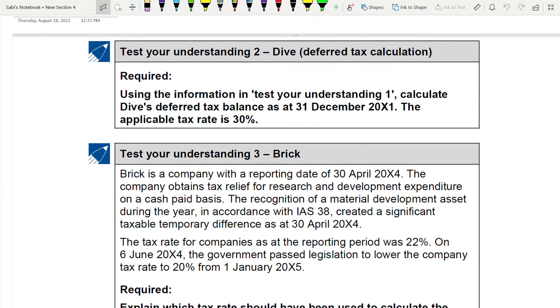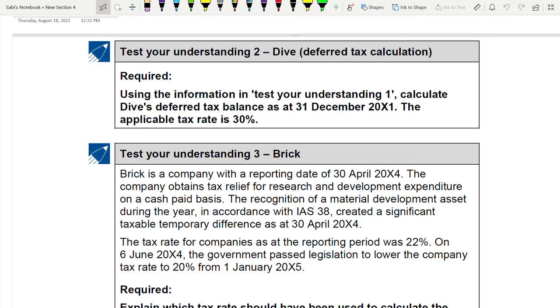Test your understanding 2 is from your test your understanding 1; you have to go and calculate deferred tax, assuming the tax rate is 30%. I assume you can do it on your own. Please go and do it on your own and check the answer behind. I'm going to do test your understanding 3.